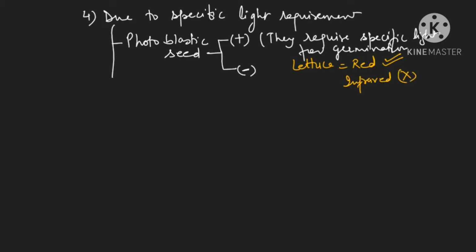Is it clear? So they require specific light. So we say they show a response to the light. That is why we say they are positive photoblastic seeds. And a few are the ones which are negative photoblastic.